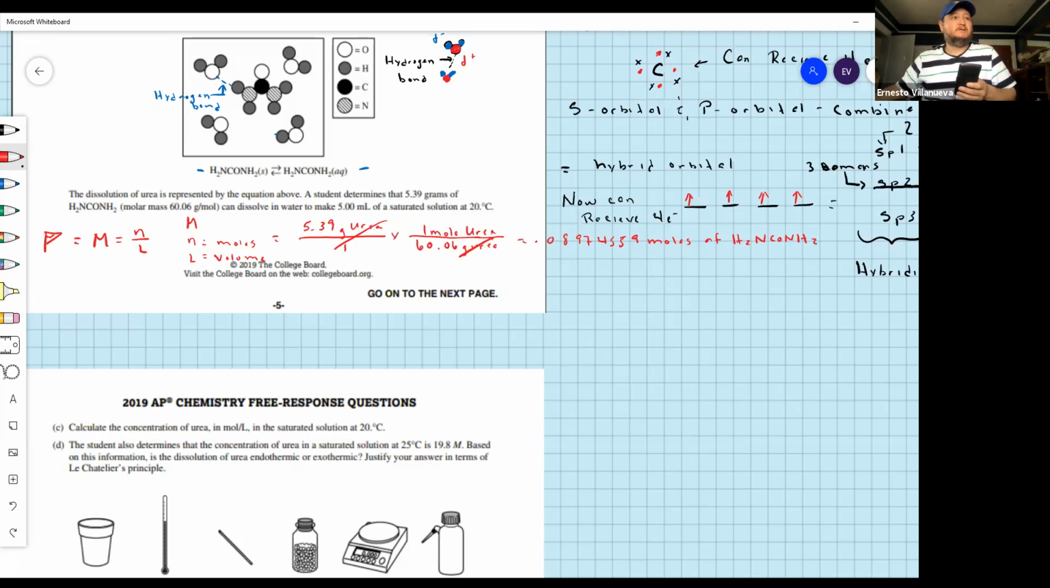Okay, so this is where we're at. Now we got our moles. The formula states that molarity, or the concentration, is equal to the number of moles divided by the volume. So if I have my moles, it should be 3 significant figures. So I'm going to round to 1, 2, 3, which gives 0.0900.